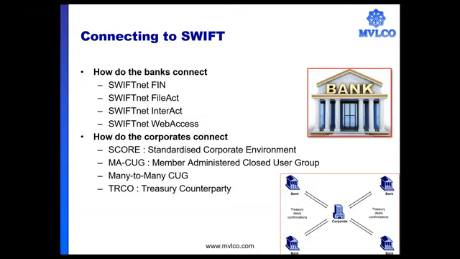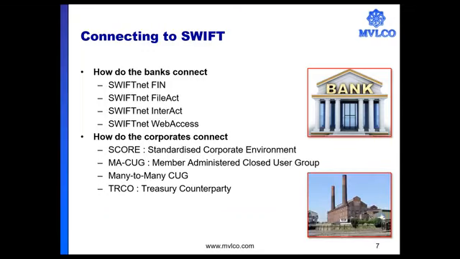To summarize then, there are 4 mechanisms which a bank can use to communicate with SWIFT. One is SwiftNet FIN, the second is SwiftNet FileAct, the third is SwiftNet InterAct, the fourth is SwiftNet Web Access. And when a corporate wants to connect, it would use these 4 products: SCORE, the member administered closed user group, the many-to-many CUG, and the TRCO or the treasury counterparty model.